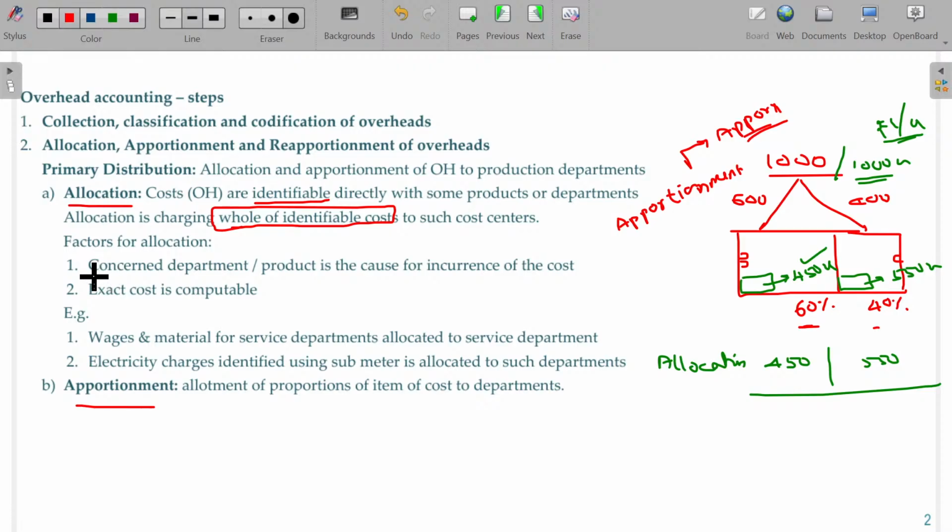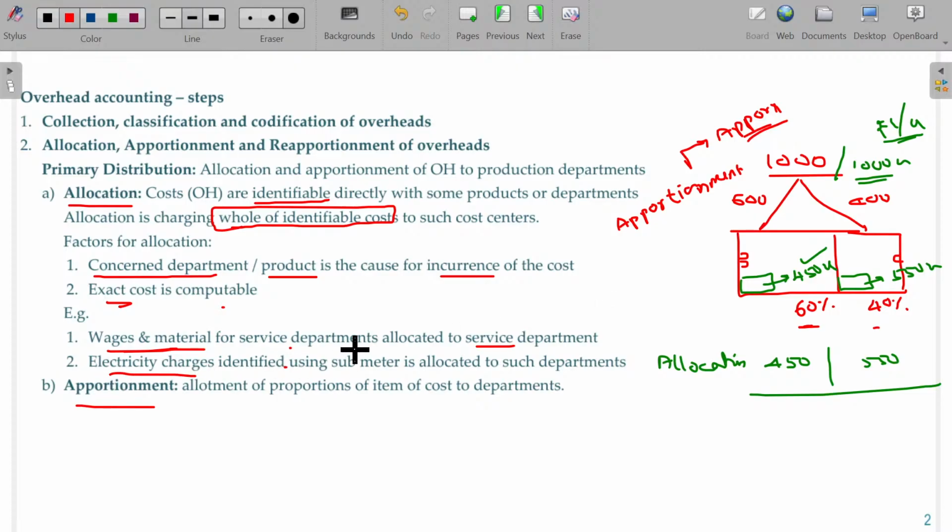Factors for allocation: the concerned department or product is the cause for the incurrence of the cost, and the exact cost is computable. Example, wages and material for service departments are allocated to the service department. If these things are for the service department, they are meant only for that.